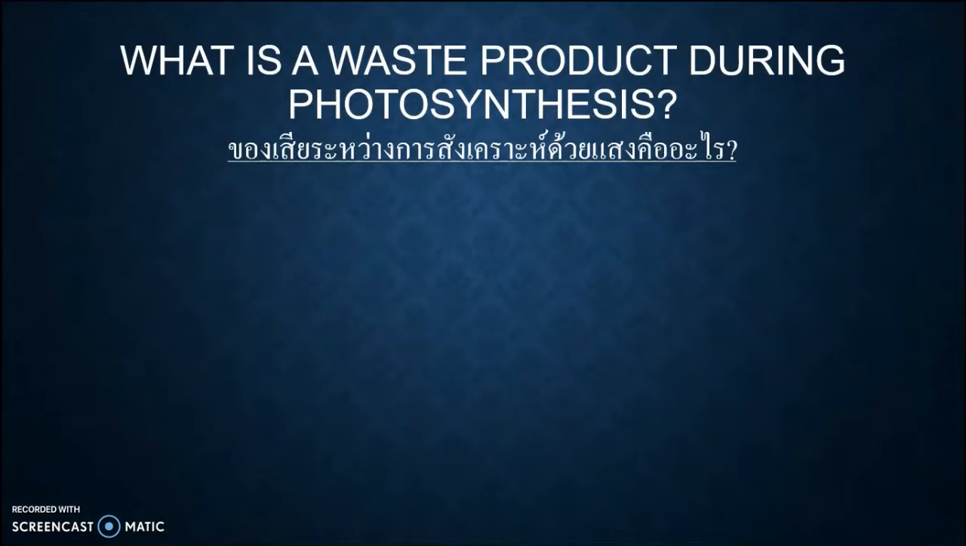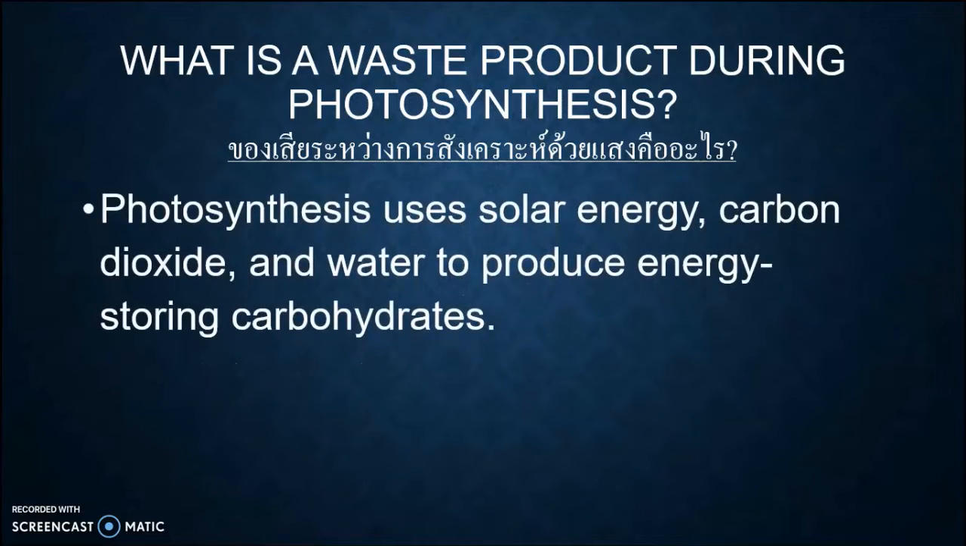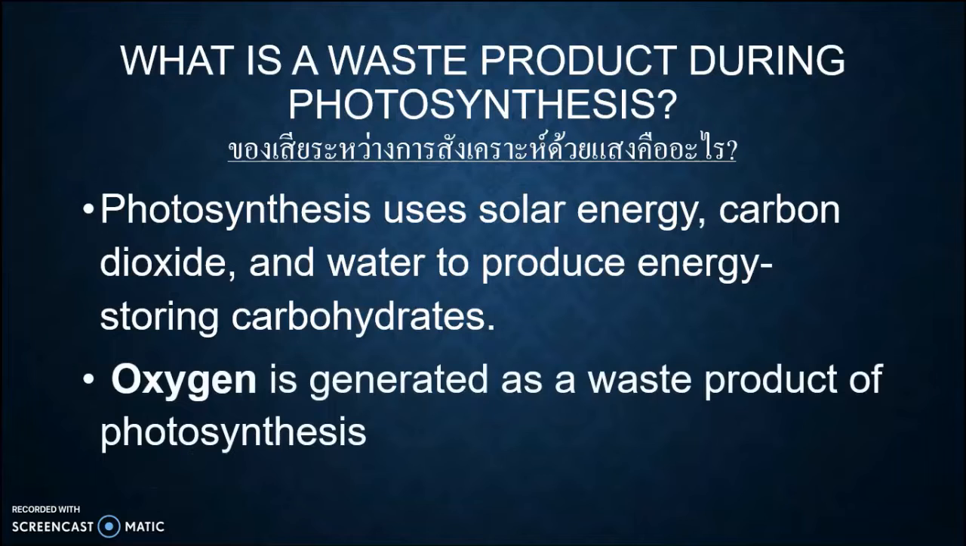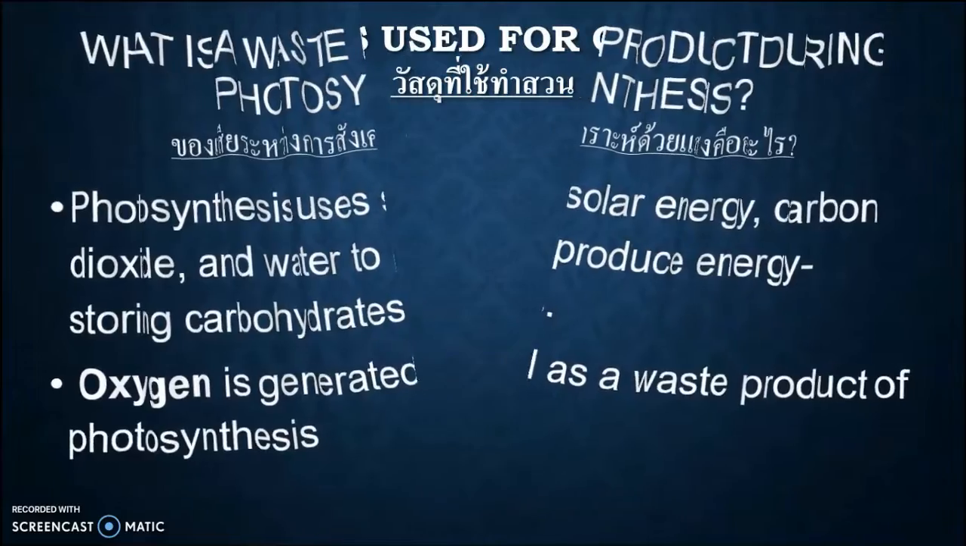Okay, what is a waste product during photosynthesis? Photosynthesis uses solar energy, carbon dioxide, and water to produce energy storing carbohydrate. Alright? And oxygen is generated as a waste product of photosynthesis.